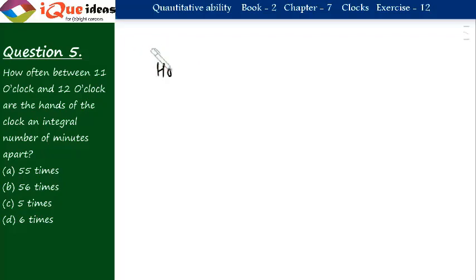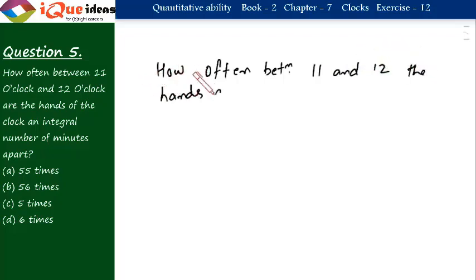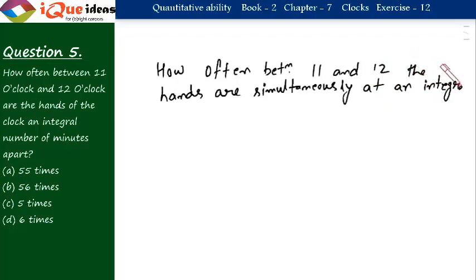I'll write the question: how often between 11 and 12 are the hands of the clock simultaneously at an integral value of minute, right? This is an entirely different question, right? And by mistake, the answer is given for this question. Let's understand the process of this question.